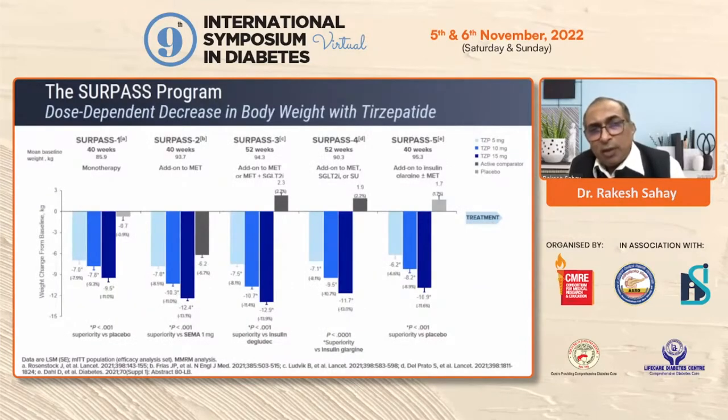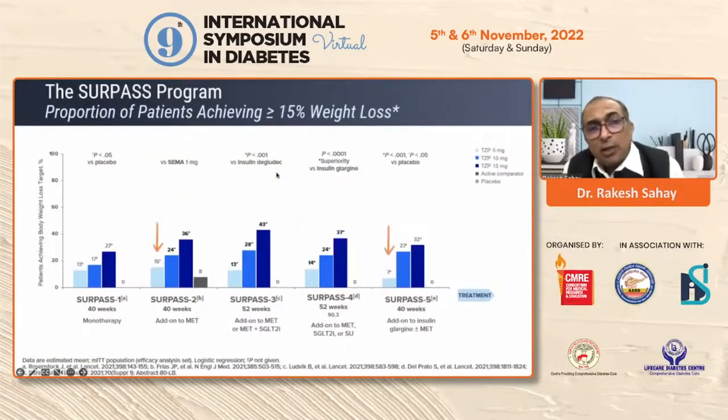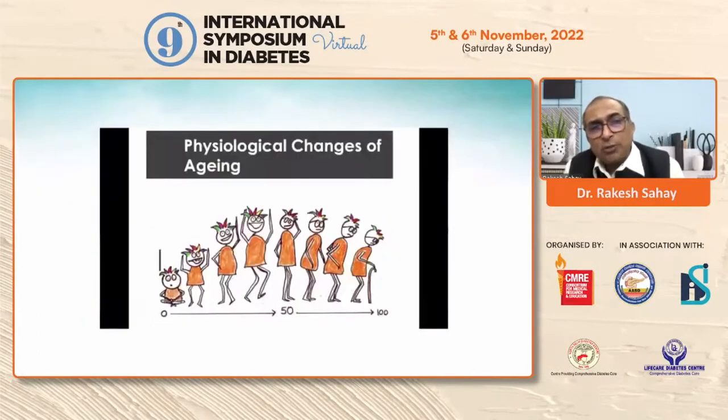And the major benefit is probably obtained because of the weight benefit that is seen with this molecule, in terms of almost 15 to 20%, almost 12 to 18 kg weight reduction seen with different doses of tirzepatide, with more than 90% of patients reaching a target of more than 5% weight loss, and more than 15% weight loss also happening in about 40% of patients.